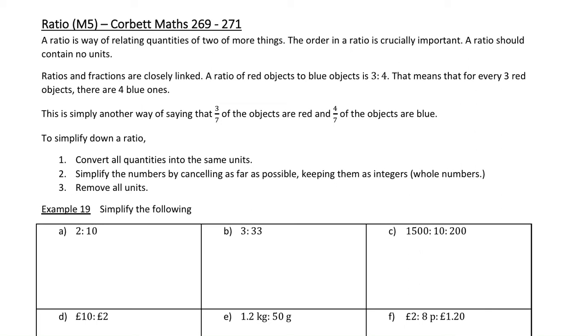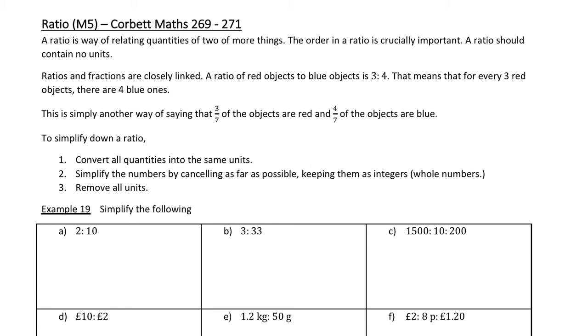We're going to look now at ratios. A ratio is just a way of relating quantities of two or more things. The order in a ratio is crucially important. A ratio should not contain any units. Ratios and fractions are closely linked.